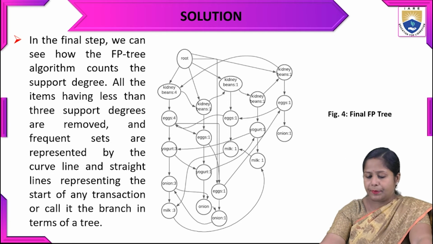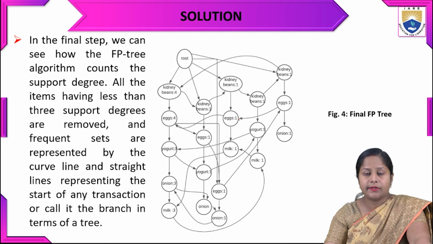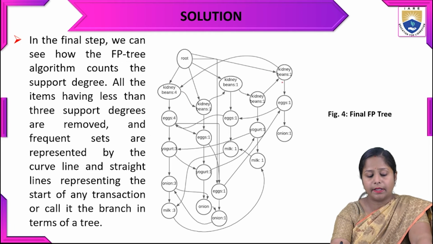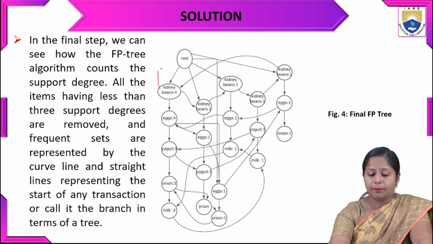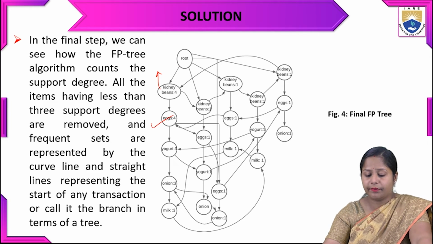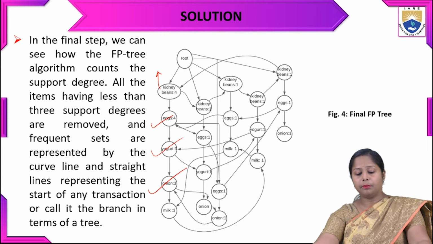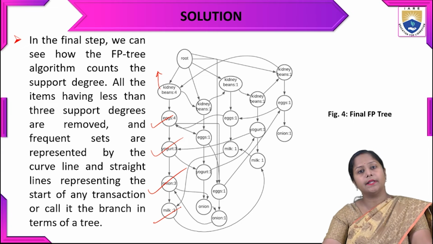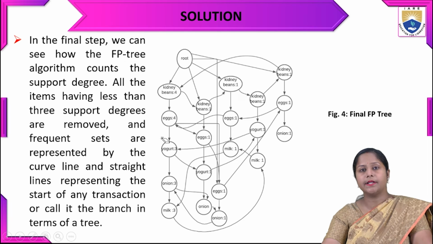So in the final FP tree, we can find this FP tree-like structure. In that, we can see all the curvy lines are the representation for frequent items. The kidney beans that has occurred again, so that is frequent. Eggs, that is again frequent. Yogurt is again frequent. Onion is again frequent. And milk is also a frequent item set, that has also occurred again. So all of the items are frequent item sets here.